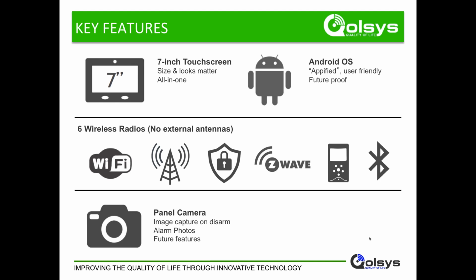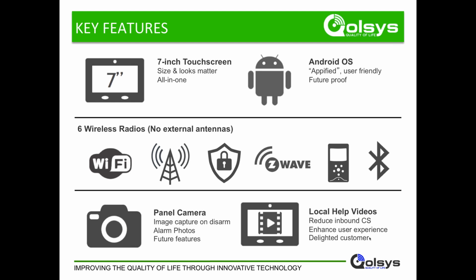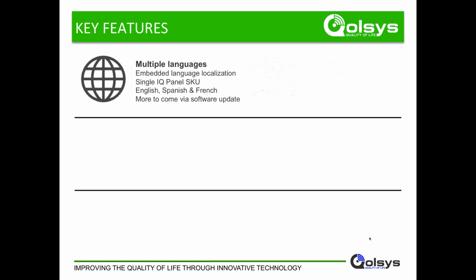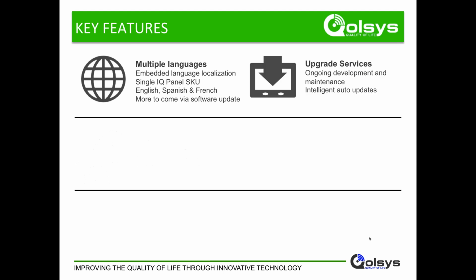You have the panel camera right on the front. You've got local help videos built in, which we talked about. And multiple languages, another great feature of Android that we're able to take advantage of and leverage. Today we have 3 languages on the panel, all on a single SKU. You don't need to buy a separate SKU for French or for Spanish. It's simply the flick of a button and the entire panel will change from English to Spanish or Spanish to French. That's the text that you see on the screen. That's the voice that you hear. That's everything. And we'll be adding more in the future.